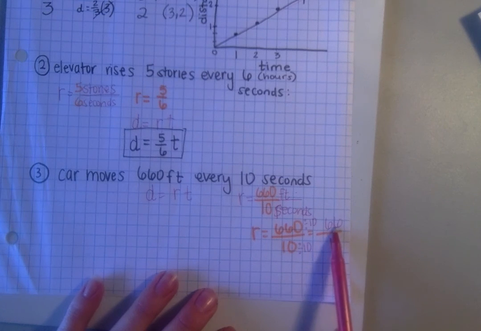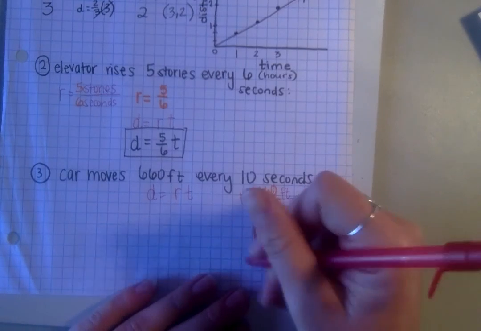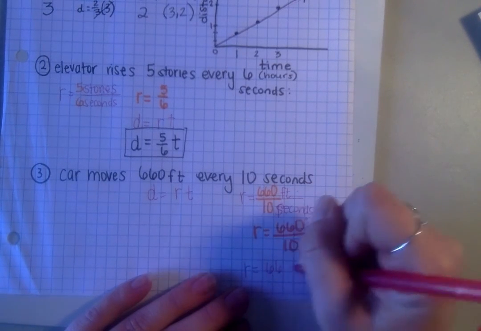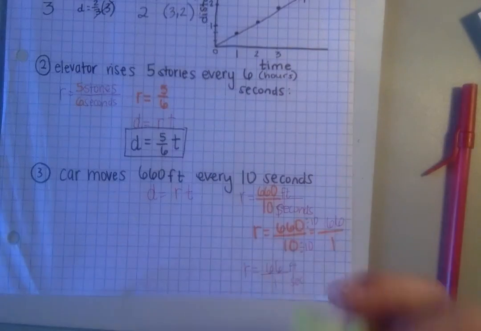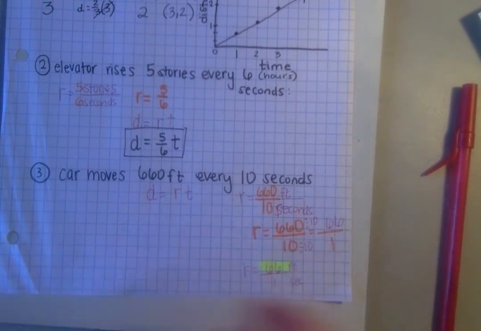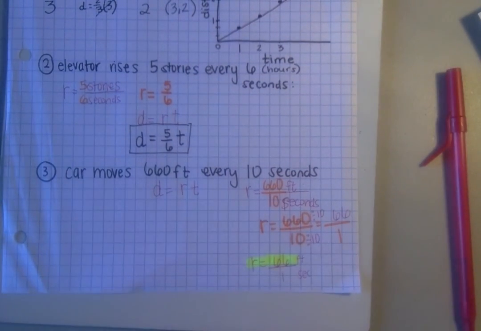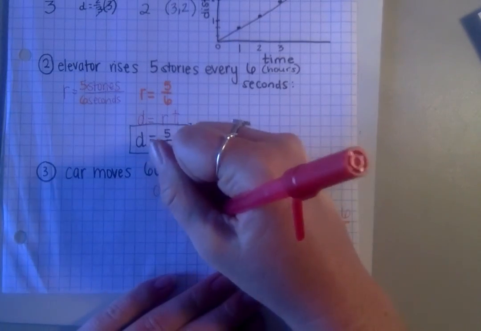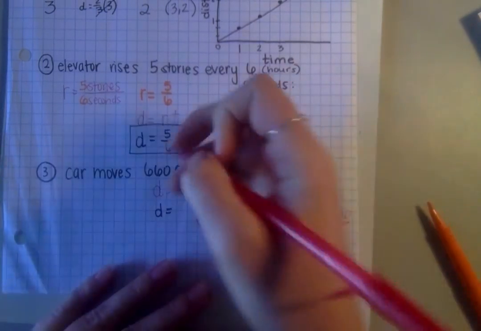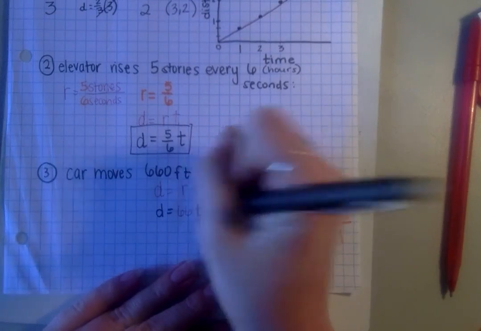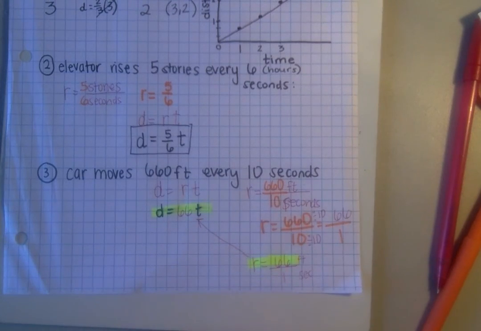So instead of saying I go 660 feet per 10 seconds, I can just say I go 66 feet per every second, per 1 second. So my rate is 66 over 1, or I can just write that as 66. So I plug that into my formula over here. So then my distance equals my rate of 66 times however much time I go. And that is my answer. That is my equation for that.